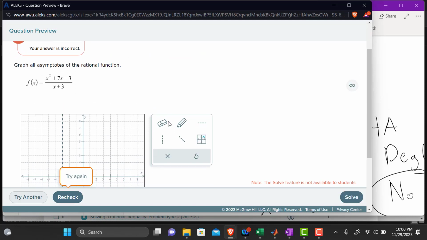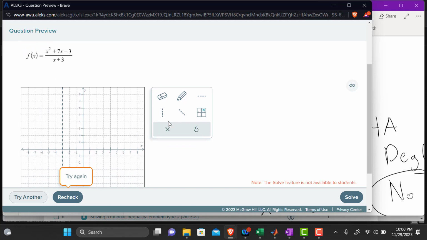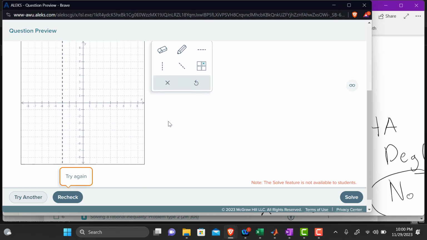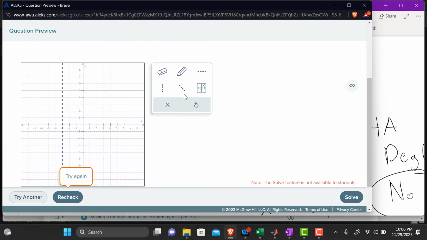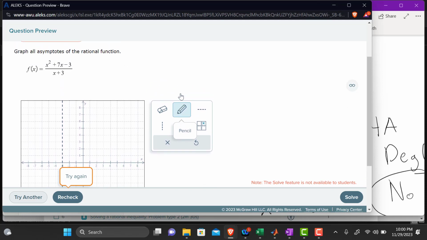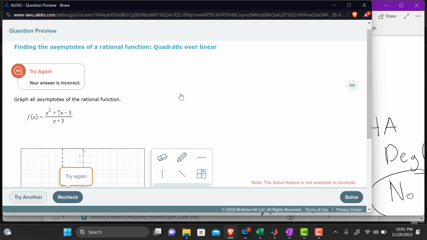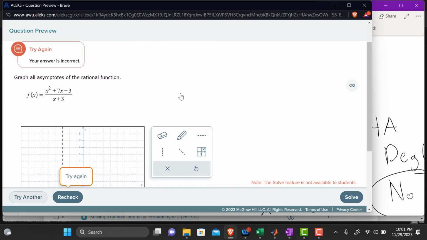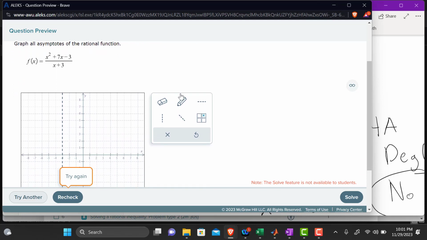Uh-oh, what did I do? Oh, that is right. There is one other case here. Notice this other one. I forgot. This is known as a slant asymptote. Might have to throw out this problem. Let's see. We'll go over it.